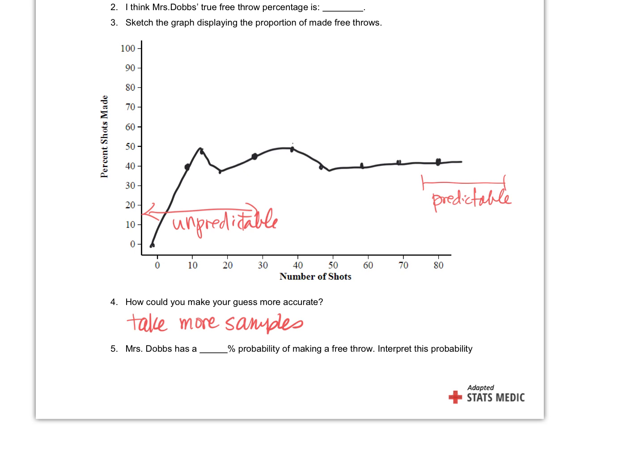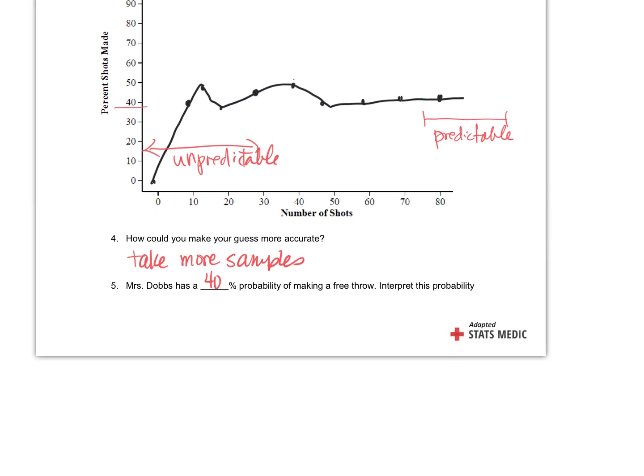So, based on this, it's looking like it's closer to 40%, right? My set of data. Your data may look different, but mine is 40%. Now it says interpret the probability. So here's the writing, interpreting, all right? So if I interpret a probability, it'll look like this.